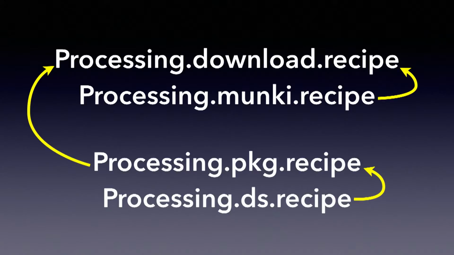In this example, the processing recipe written by Tim Sutton, he could have just written a monkey recipe because that's what he needs. But what he did is, because he did some extra work to make it download properly, he wrote a download recipe so that someone like me who needed it in a package format could leverage the work that he used. So my processing DS recipe calls the processing package recipe as a parent, which then calls Tim's processing download recipe as a parent.